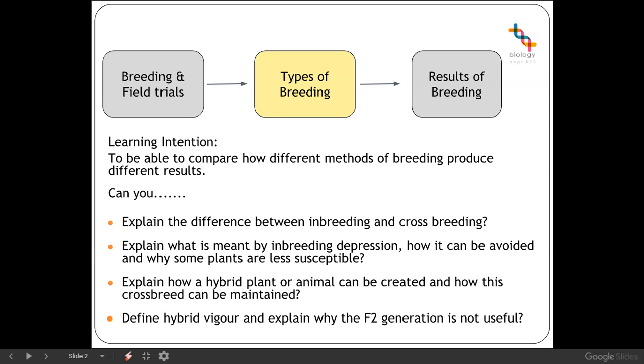We need to be able to explain how a hybrid plant or animal can be created and how this crossbreed can be maintained. And we need to be able to define hybrid vigour and explain why the F2 generation is not as useful.